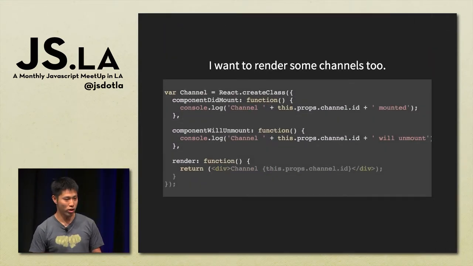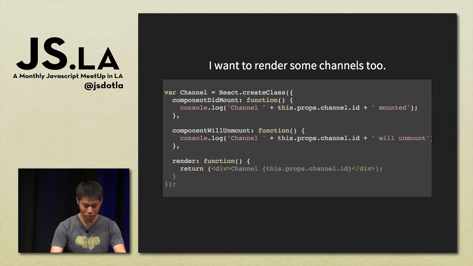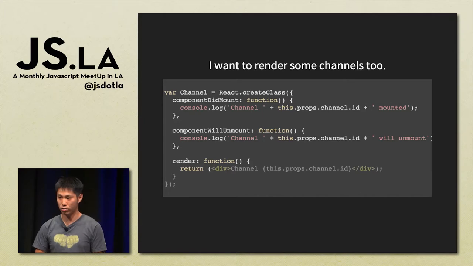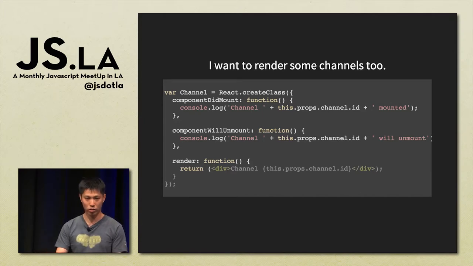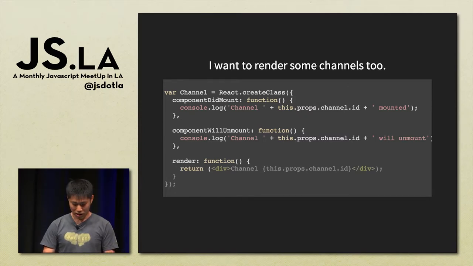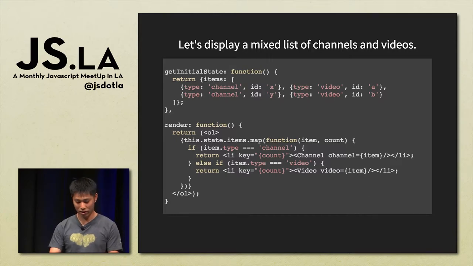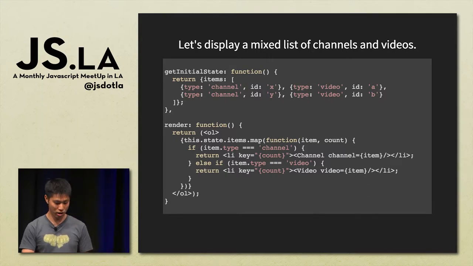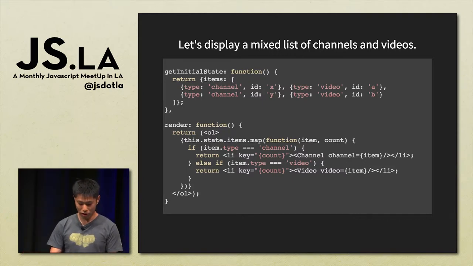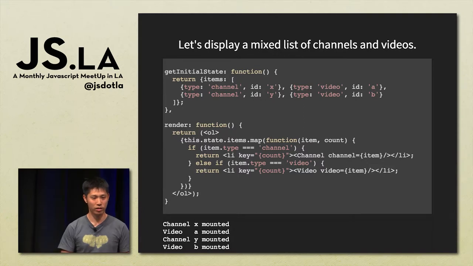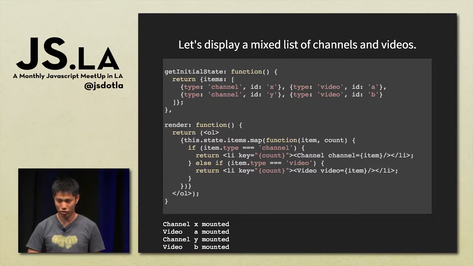Now, I also want to render some channels here. So I would create a channel component similar to the video component. It did a similar thing. It will do something when the channel is put on the page and do the cleanup when the channel is removed from the page. Now, let's try to render a mixed list of video and channel here. I render a channel, a video, and a channel, and a video. When it's executed, you would see that X is mounted, A is mounted, Y is mounted, B is mounted. It's all good. It's doing what we're trying to do as expected.